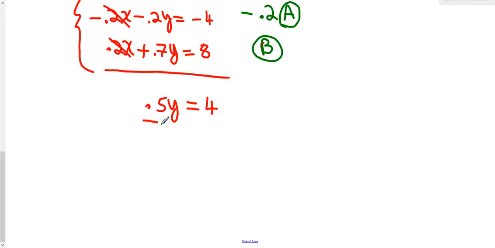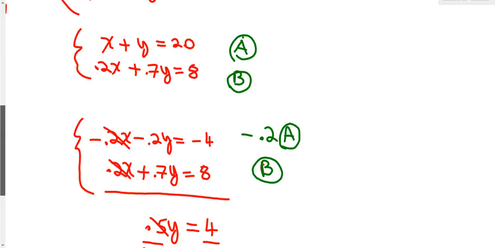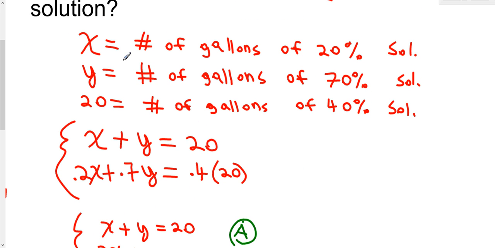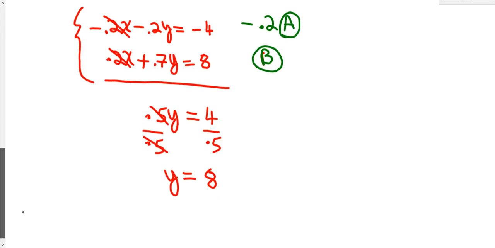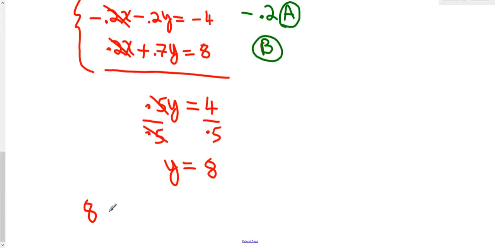So to find y, I can just divide both sides by 0.5. These would cancel out, and it turns out that y is 4 divided by 0.5, which is 8. So remember, y was the number of gallons of the 70% solution. So now I see that I have 8 gallons of the 70% solution.